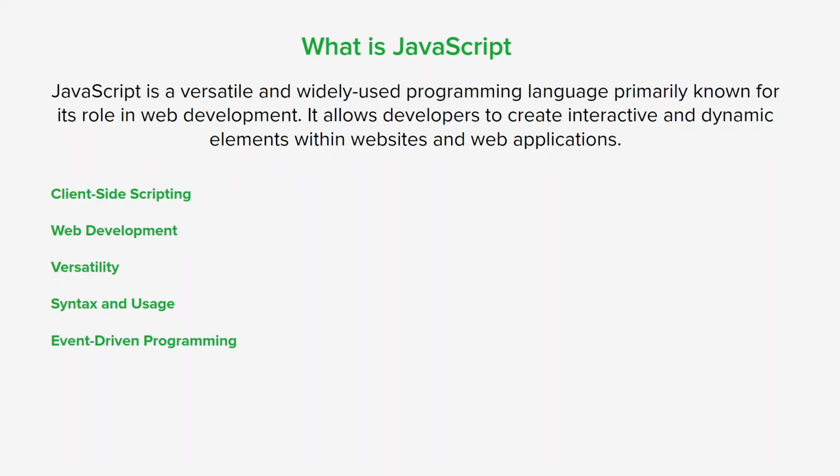JavaScript is event-driven, which means it responds to user actions and events like clicks, key presses, and mouse movements. Developers can write code that reacts to these events, making websites more interactive and user-friendly. There are numerous libraries and frameworks built on top of JavaScript, such as jQuery, React, Angular, and Vue.js. These tools provide developers with pre-built components and abstractions to simplify the process of building complex applications.